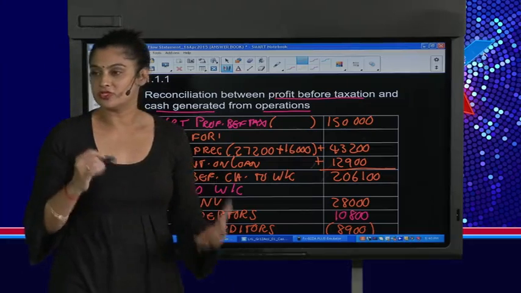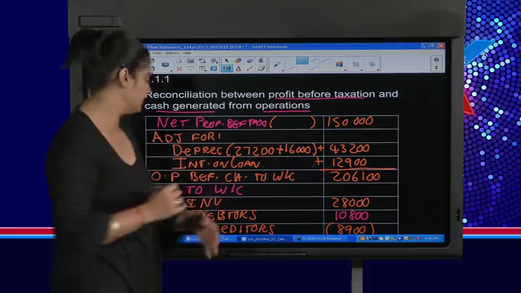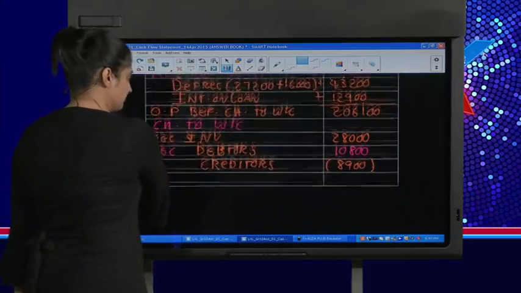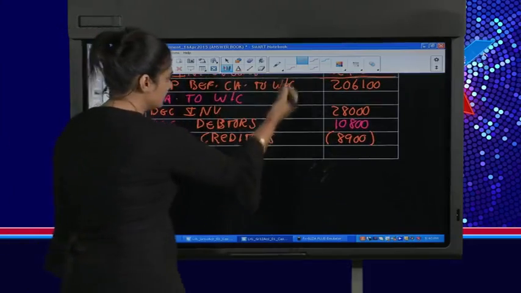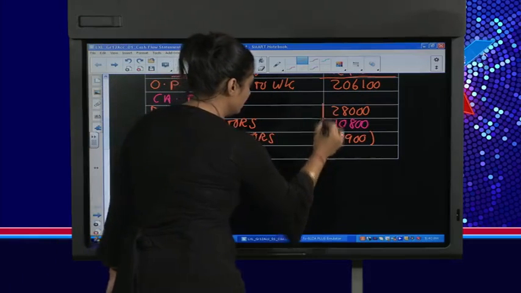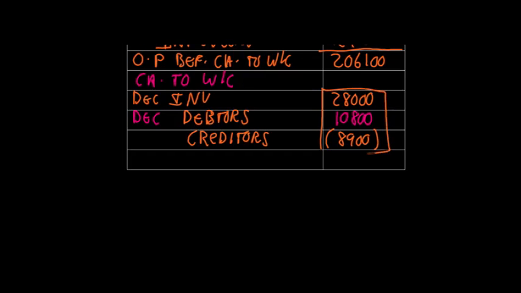Should we take a break or should I move on to the next, or should I quickly finish this note? Quickly finish that one. Okay, right guys, the note, we've completed the note, so remember, it's just basically adding and subtracting.